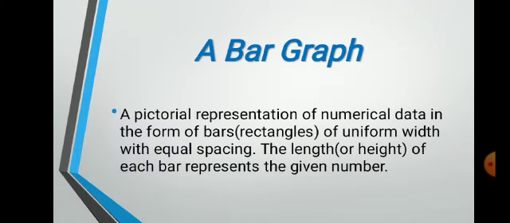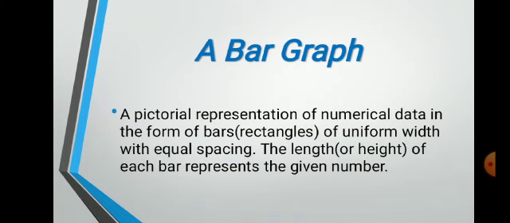The first one is a bar graph, a pictorial representation of numerical data in the form of bars, rectangles of uniform width with equal spacing. The length or height of each bar represents the given number. For example, a bar graph shows the taste of different flavors of ice cream among the children of a society. Flavors we can put on the x-axis and the number of children, that is the frequency, we can take on the y-axis.